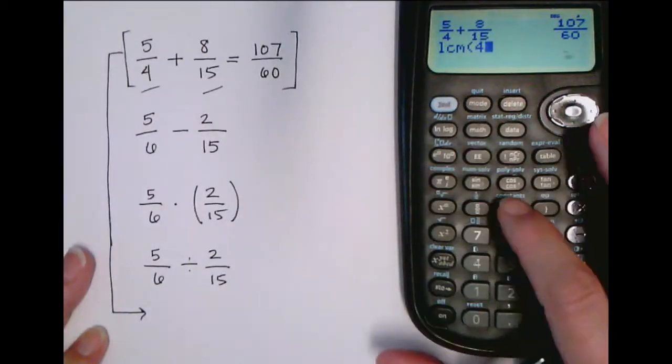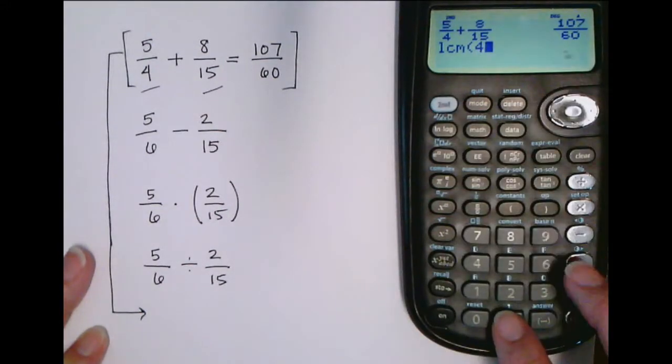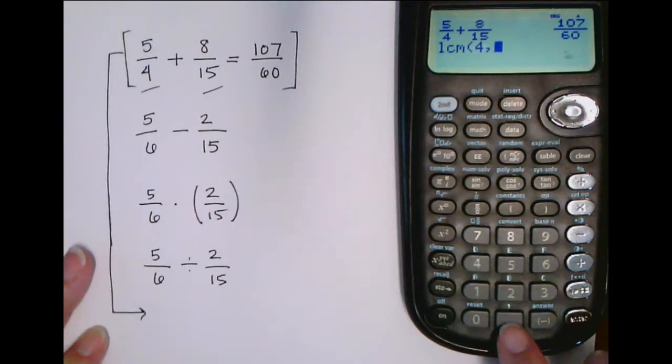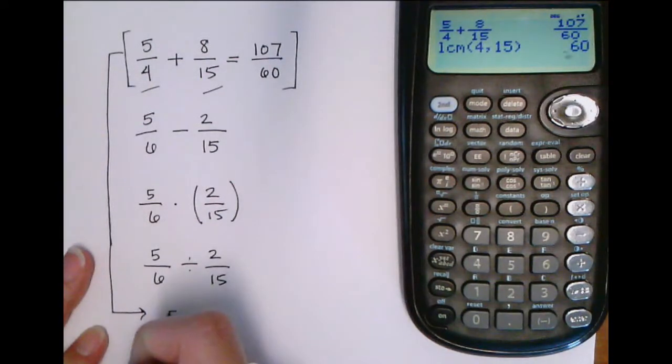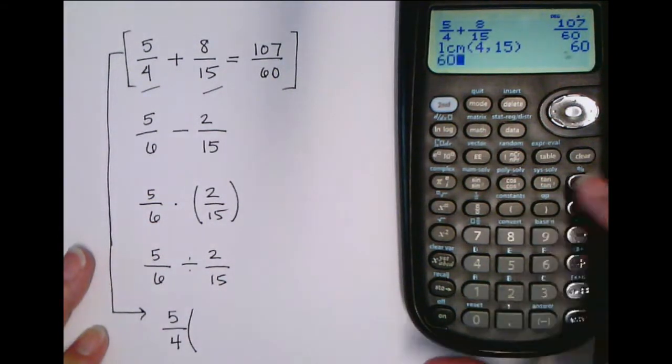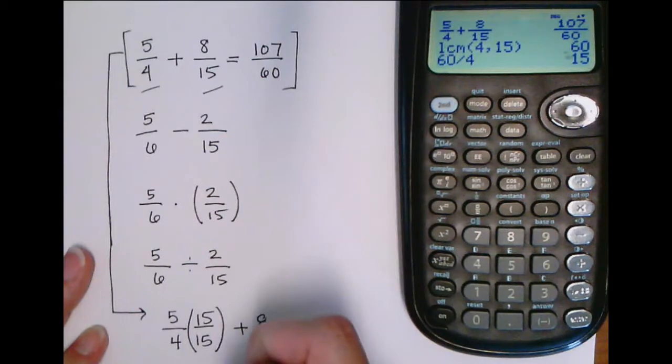If you want to see what your LCD is going to be, we're going to do 4, comma, 15, and it's going to tell me what the least common multiple of 4 and 15 is. Turns out it's 60. I can also use my answer over here to get an idea of where I'm headed. So now I know I need to make 5/4 have 60 as a denominator. And if I'm not sure, I can even figure out what I need to multiply by. So 15/15. And 8/15, well, that's got to be 4/4.